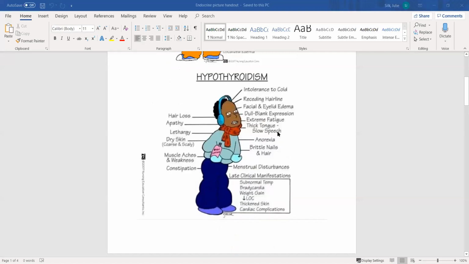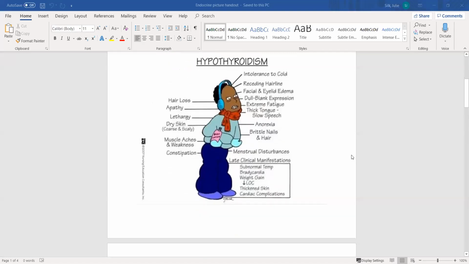Okay, so now we're on this picture. With hypo, like I said, you're going to have a slow metabolism now. So before, we had a low weight with hyper because our metabolism is working in overdrive and it's making you lose weight. So now, because our metabolism is so slow, you can gain weight from this one. So you might see that.